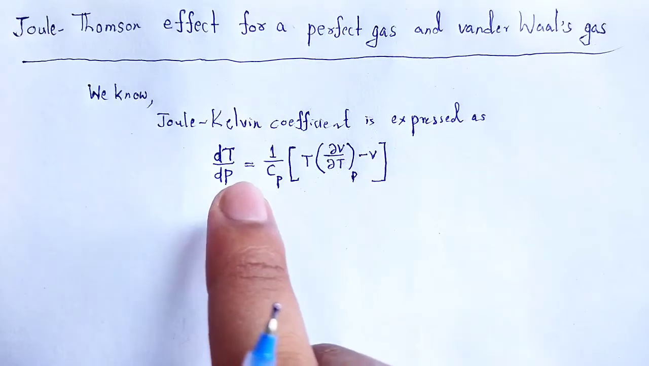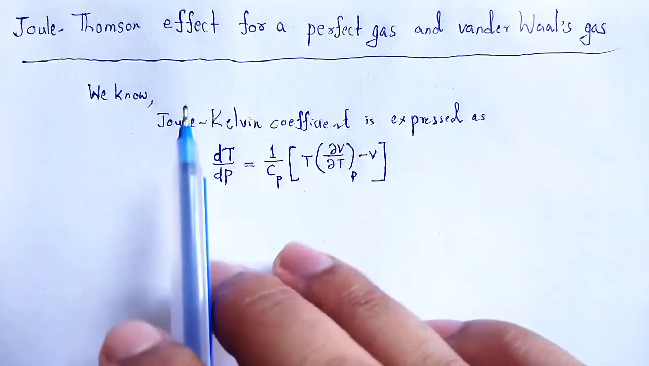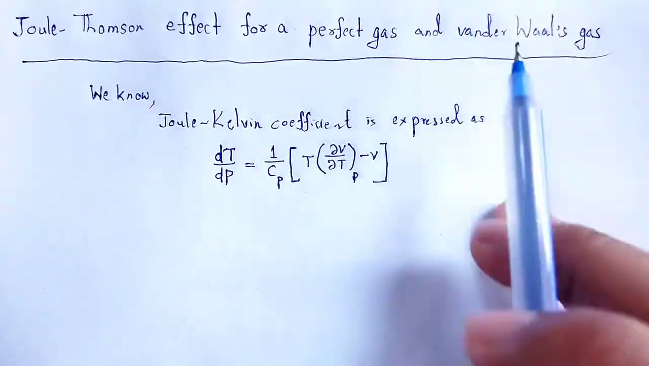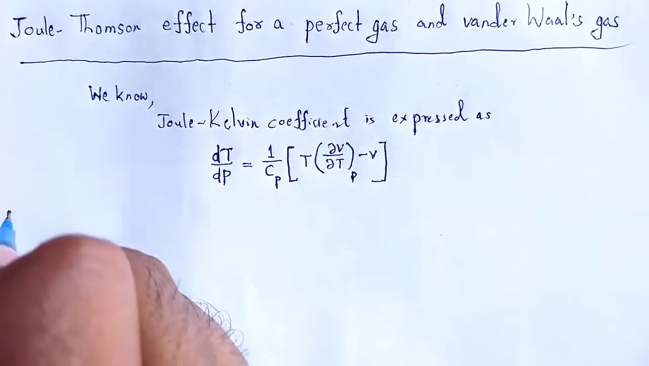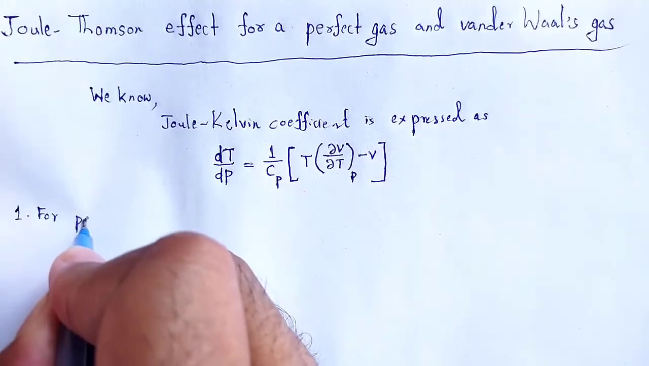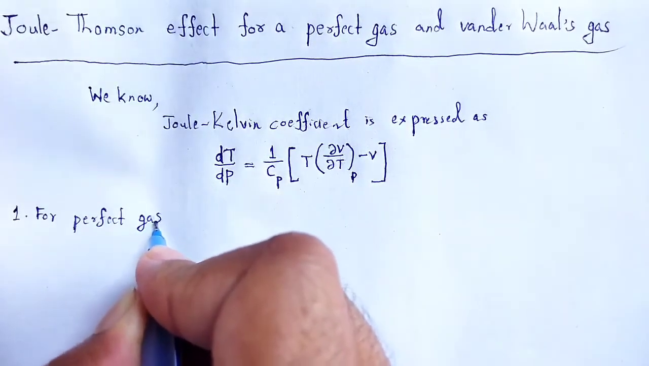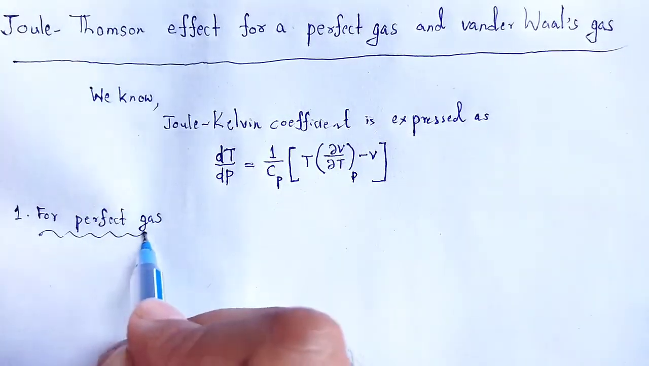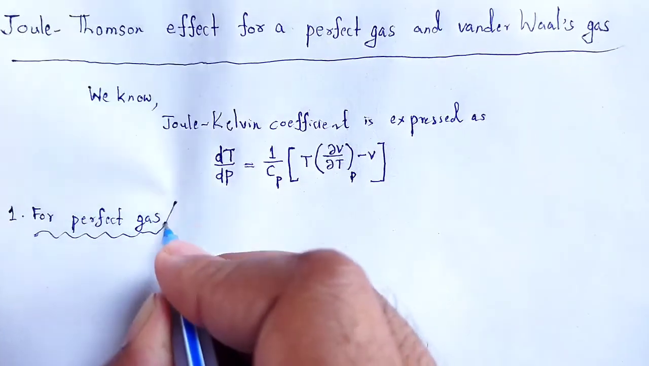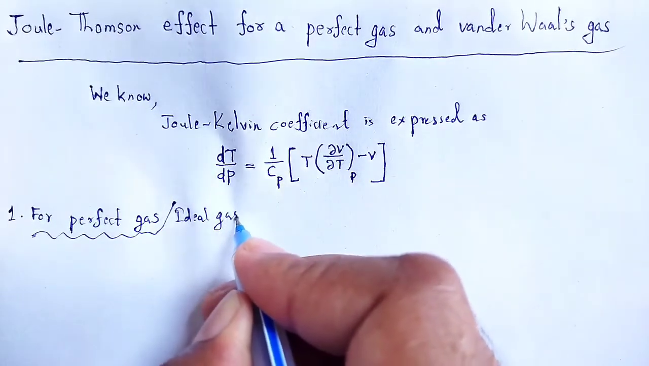With the help of that particular expression, we can easily find out the Joule-Thompson effect for a perfect gas and a Van der Waals gas. First one, for a perfect gas. Perfect gas, or we can say the ideal gas.